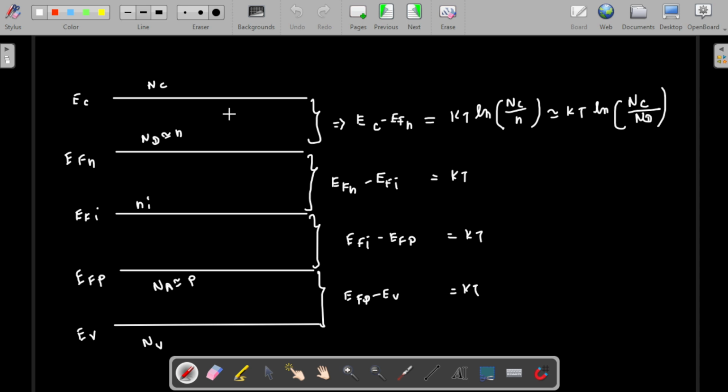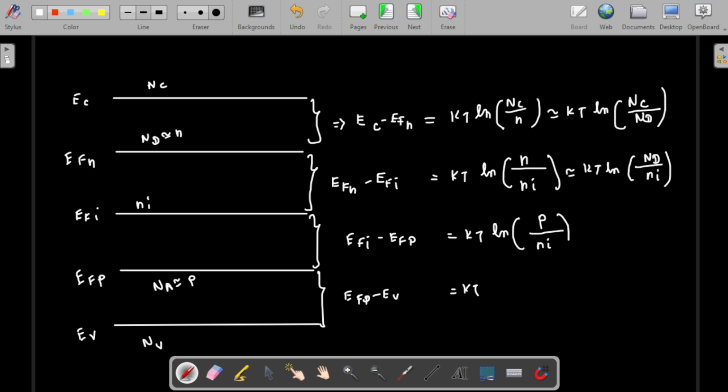I hope you guys are getting it right. So this is the first one to find out. This one we found out in the fourth term: KT ln N divided by NI, which can be written as KT ln ND divided by NI. And here it is ln P divided by NI, which will be approximately KT ln NA divided by NI.